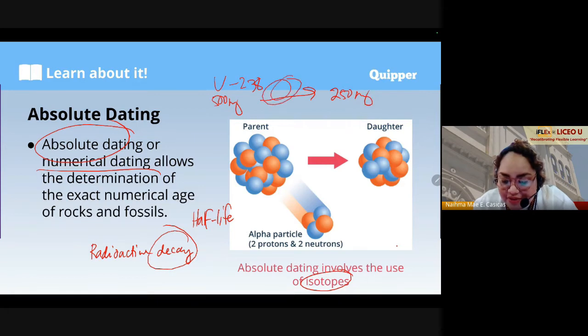So that is what you call your half-life. That is also seen in your medications. For example, you have a fever, and then you go to the doctor, and the doctor says, oh, you have to take paracetamol. 500 milligrams of paracetamol, and you have to take it every 4 hours. Now, why is it that you have to take it every 4 hours?